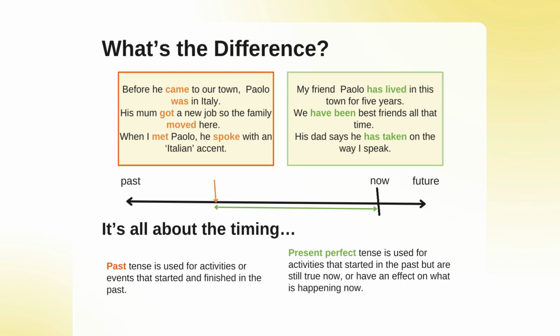We have been best friends all that time. So within the 5 years, we have been best friends. And this is still true now. We started being best friends 5 years ago, and this is still the case in this present moment. His dad says he has taken on the way I speak. So to take on is to adapt to.